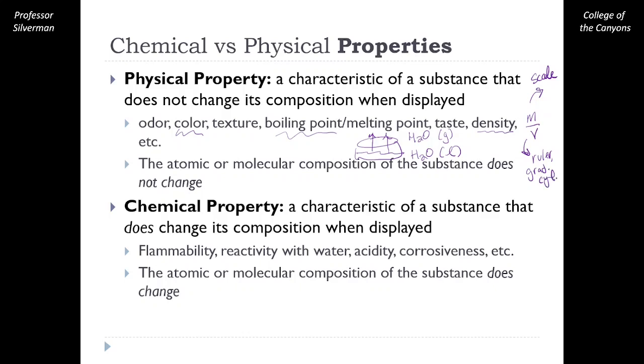etc. Either way, neither of those measurements changes the identity of your material. You can measure the mass and the chemical structure is identical. You can measure the volume and the chemical structure is identical. Therefore, this has to be a physical property.